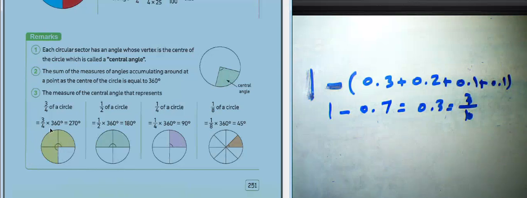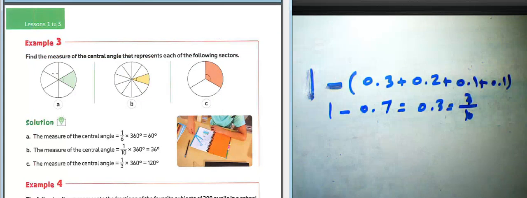The measure of the central angle that represents 3 over 4 is 3 over 4 multiplied by 360, equal 270, and half of a circle equals 180. A quarter of a circle equals one fourth times 360, equal 90 degrees, and 1 over 8 multiplied by 360 equals 45 degrees.